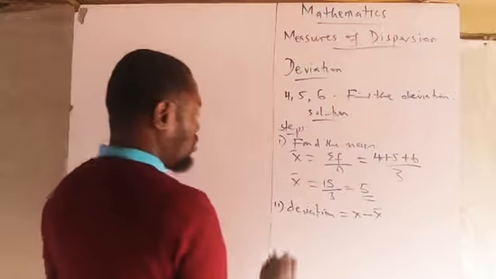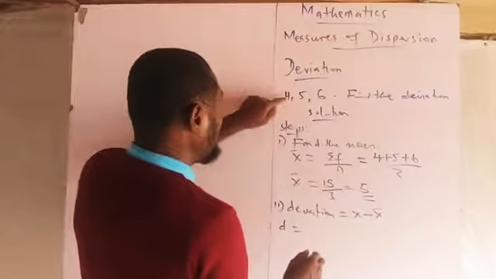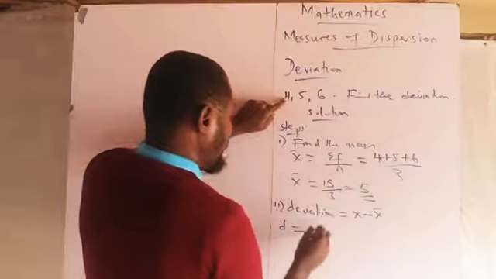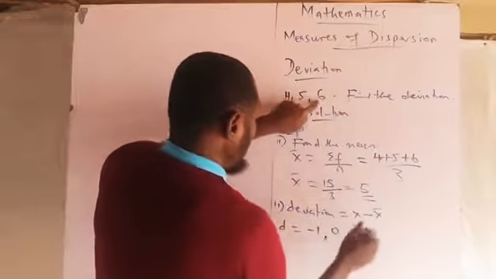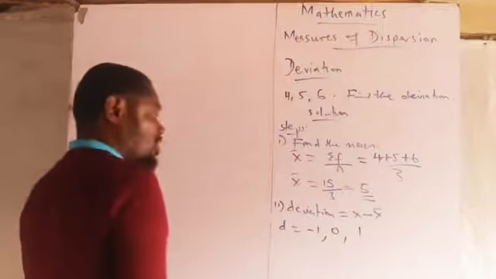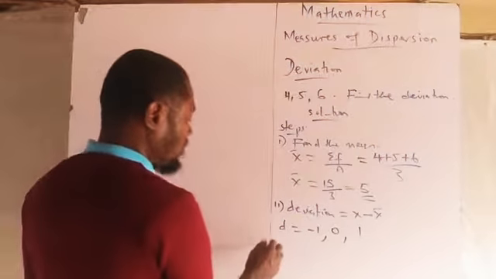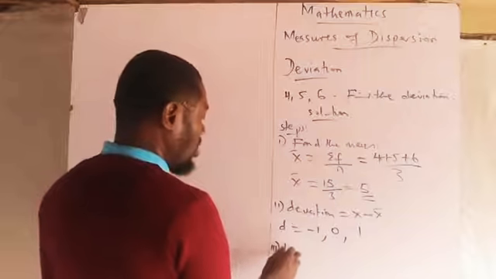And if that is true, then our deviation will be 4 take away 5 is minus 1. 5 take away 5 is 0. 6 take away 5 is 1. So here's our deviation. Sometimes you might decide to also find the modulus of the deviation.